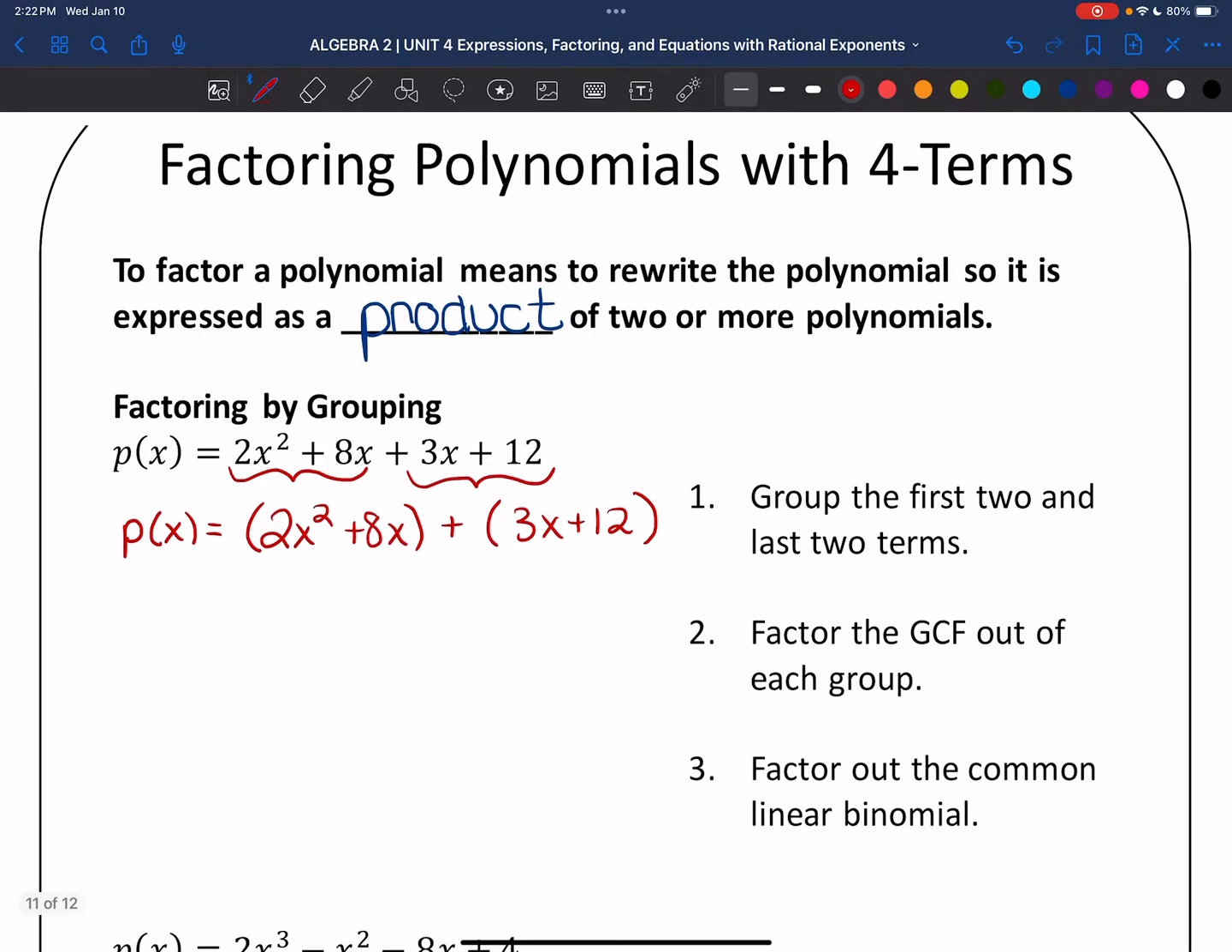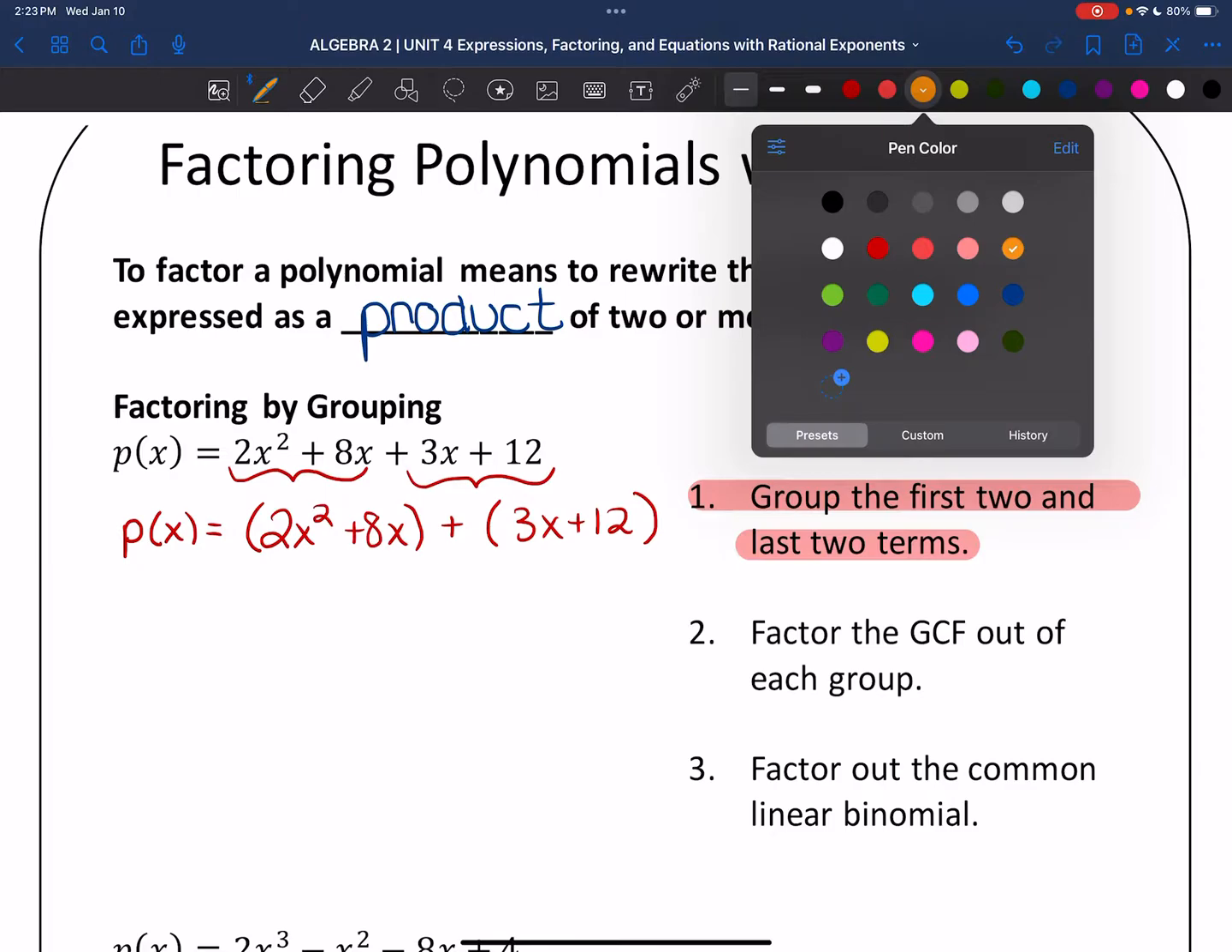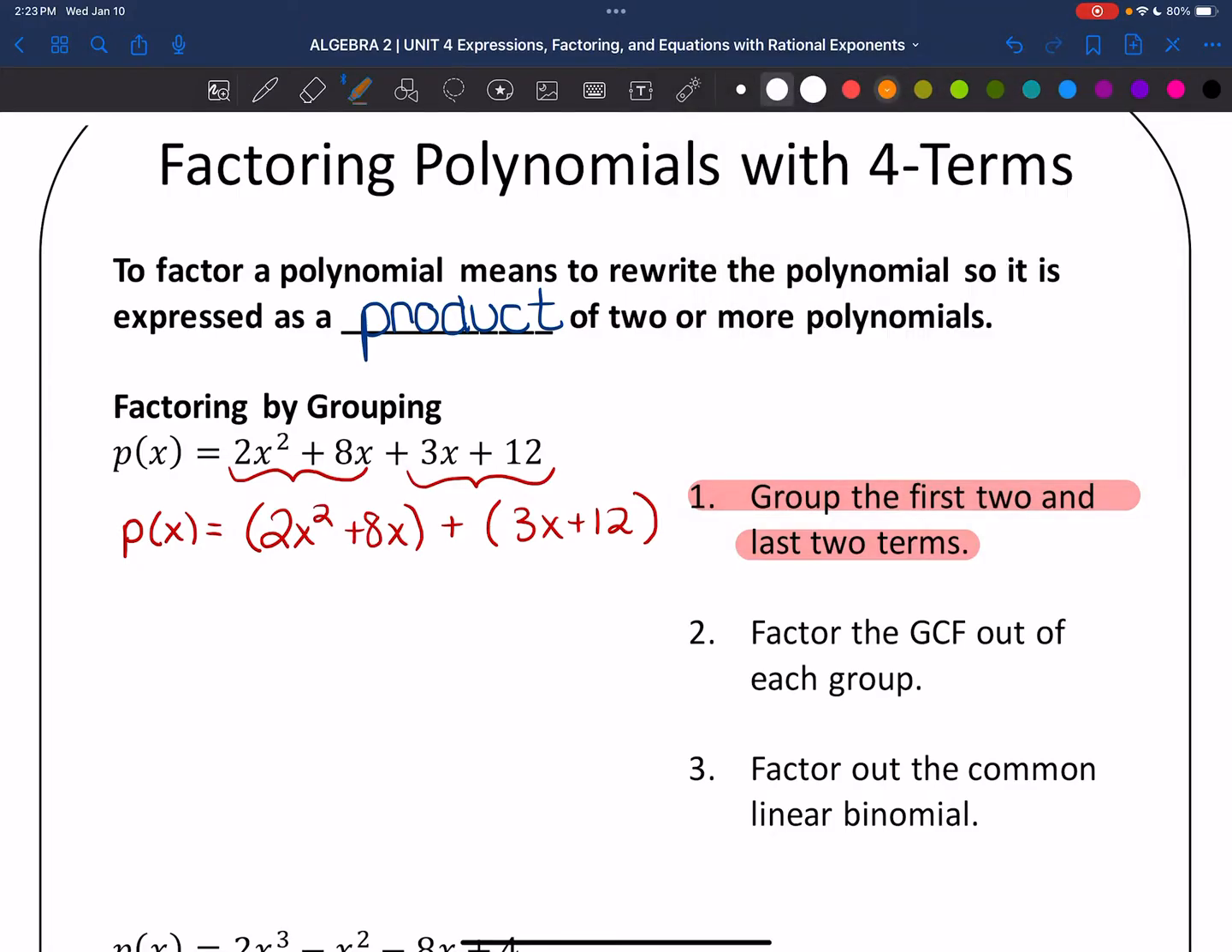Then what we're going to want to do is from each of those groups, we're going to factor out our GCF. So now that we've done this first step of grouping the first two and last two terms, we're going to want to move on and factor out the GCF from each group. Okay, well, what is that GCF? The GCF means the greatest common factor.